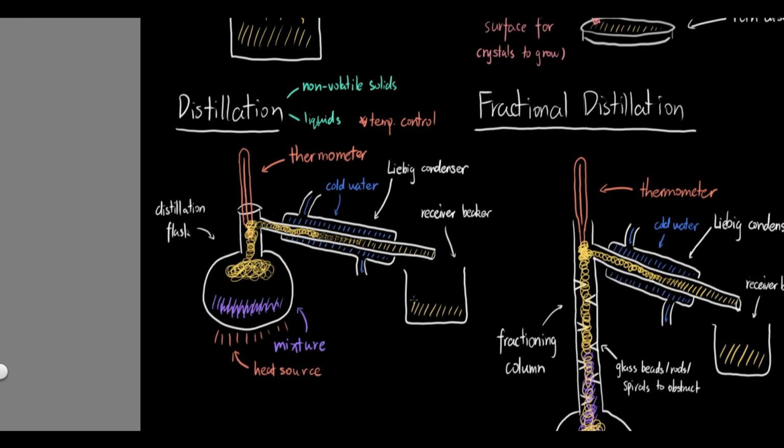And here we have a receiver. It's very important in your Liebig diagram. Always remember to include a receiver in distillations. It will receive the liquid that is being condensed, and there you have it.